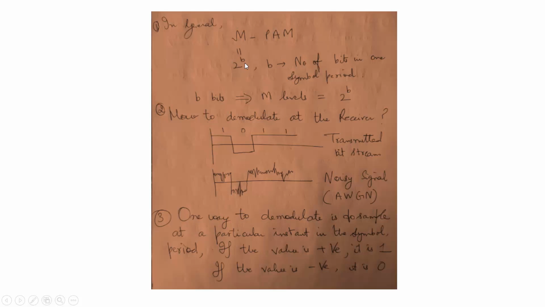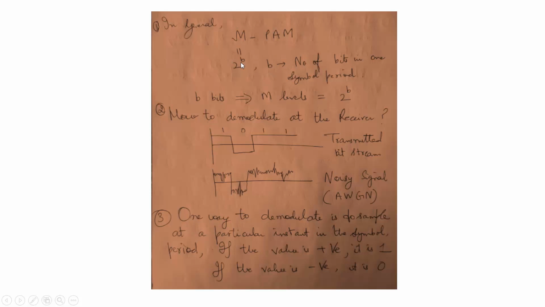If I use only one bit, it will be binary PAM, right? Why binary PAM? Because I am using one bit within the symbol period, so 2 levels will be there. But if I am using B bits, 2 raised to the power B will be equal to capital M, so it will be known as M-ary PAM. So B bits, M levels equal to 2 to the power B. Right. So this is modulation. This is pulse amplitude modulation.